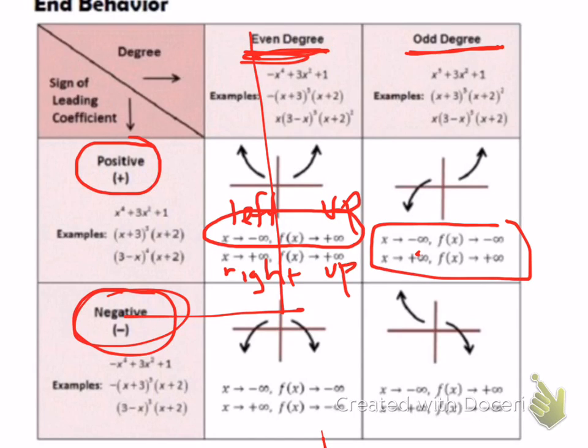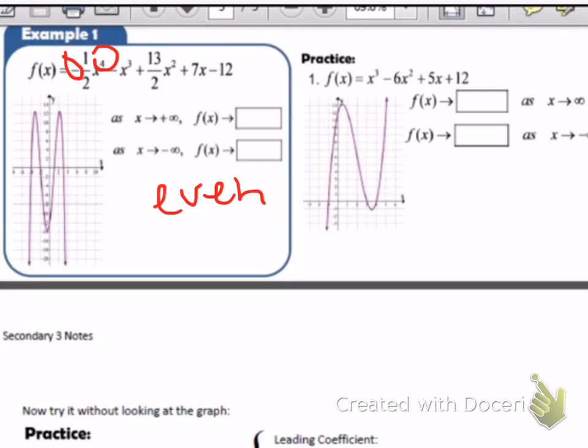Okay, let's go back and answer our question then. So we're even and negative. As we look at our x's approaching positive infinity, what are our y's doing? So our x's are going positive. Our y's are going down to negative infinity. So my answer there is negative infinity. Okay. And then you can tell that just by looking at the graph. As your x's go positive, your y's are going down.